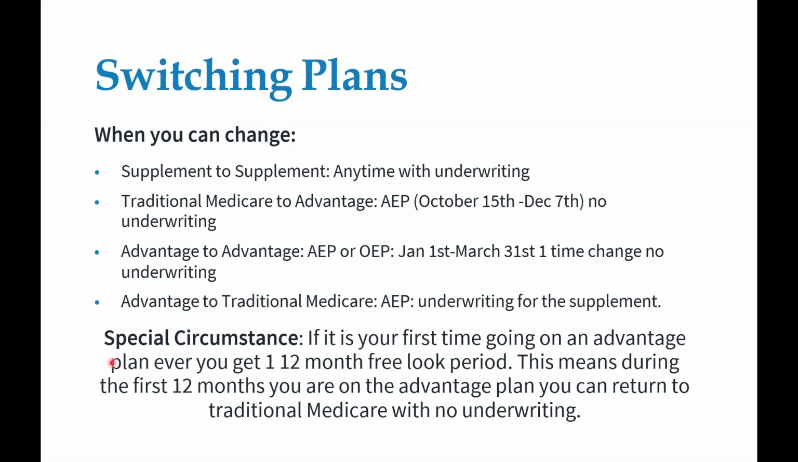This special circumstance is very important to pay attention to. If you are considering an Advantage plan for the very first time and you've never been on an Advantage plan before, you have a 12-month free look period. At any time during that first 12 months you're on an Advantage plan, you can go back to your supplement and prescription plan with no questions asked. So there's no underwriting. You can do it 3 months in, 9 months in, 6 months in. Anytime you feel like this is not for me, you have the option of going back.